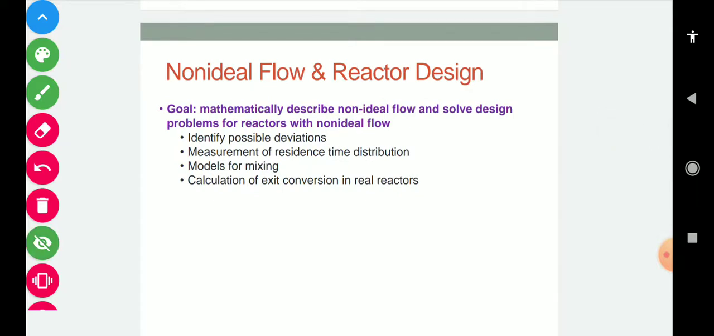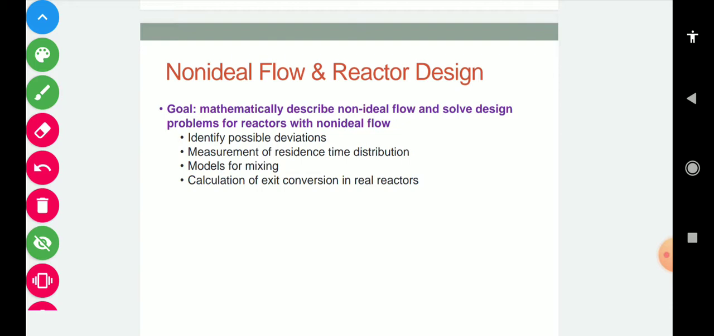Our main goal is to mathematically describe non-ideal flow and solve design problems for reactors with non-ideal flow. First of all, you have to identify the possible reasons for deviations from ideal flow. Then you have to measure the residence time distribution. It means you have to measure how much time any molecule spends in the reactor, and what their distribution of time is. We call this RTD. RTD means residence time distribution.